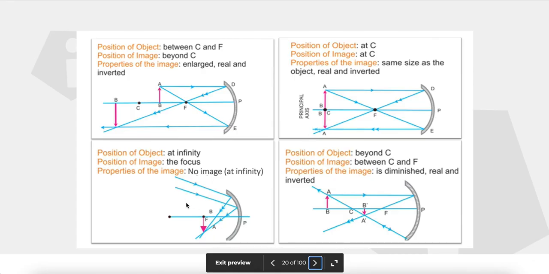If the object is present at infinity, then its image will be present at the focus. While also if the object is present at the focus, then the image will be present at infinity, or there is no image formed. If the object is present beyond the center of curvature, then the image is formed between the center of curvature and the focus, and it will be diminished, real, and inverted.